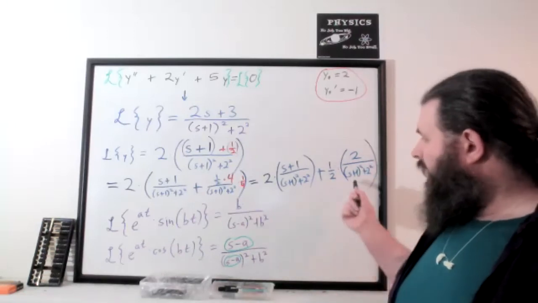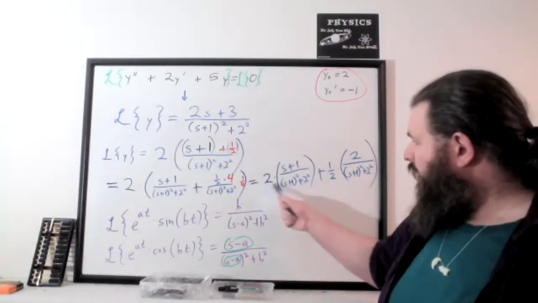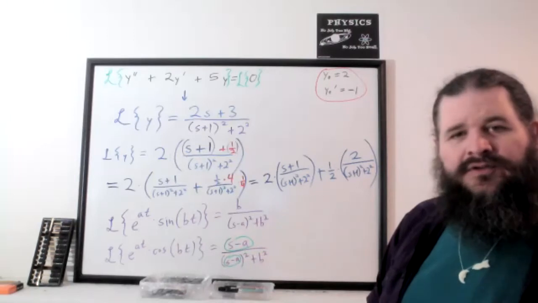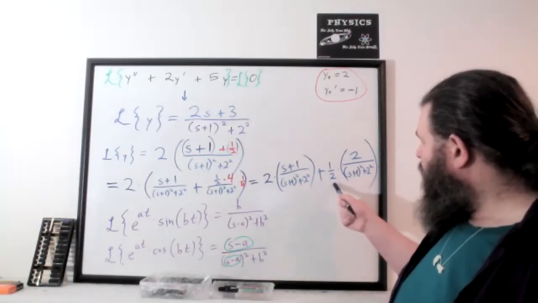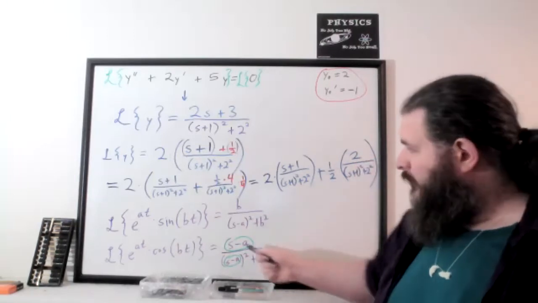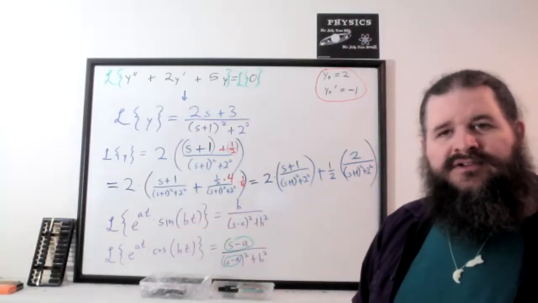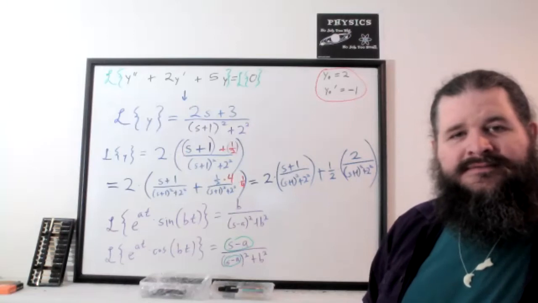So now these are exactly in the right format. We've got 2 times precisely the Laplace transform of e to the at cosine bt, plus 1/2 times precisely the right format for e to the at sine of bt. Any questions on that process so far?